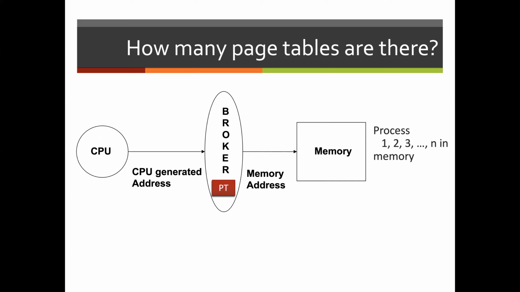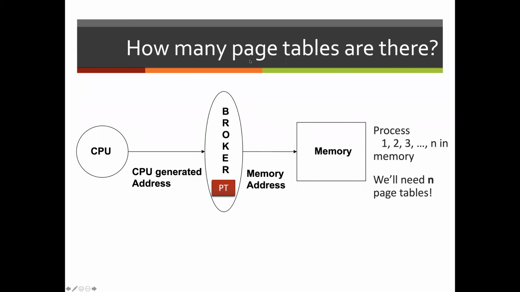So let's say that we have process 1, 2, 3 to N that is in memory. How many page tables are we going to need for each process? Well, essentially, we're going to need at least N page tables because we're going to need as many page tables as we're going to have processes that are running. So we'll just have as many page tables as we have processes.